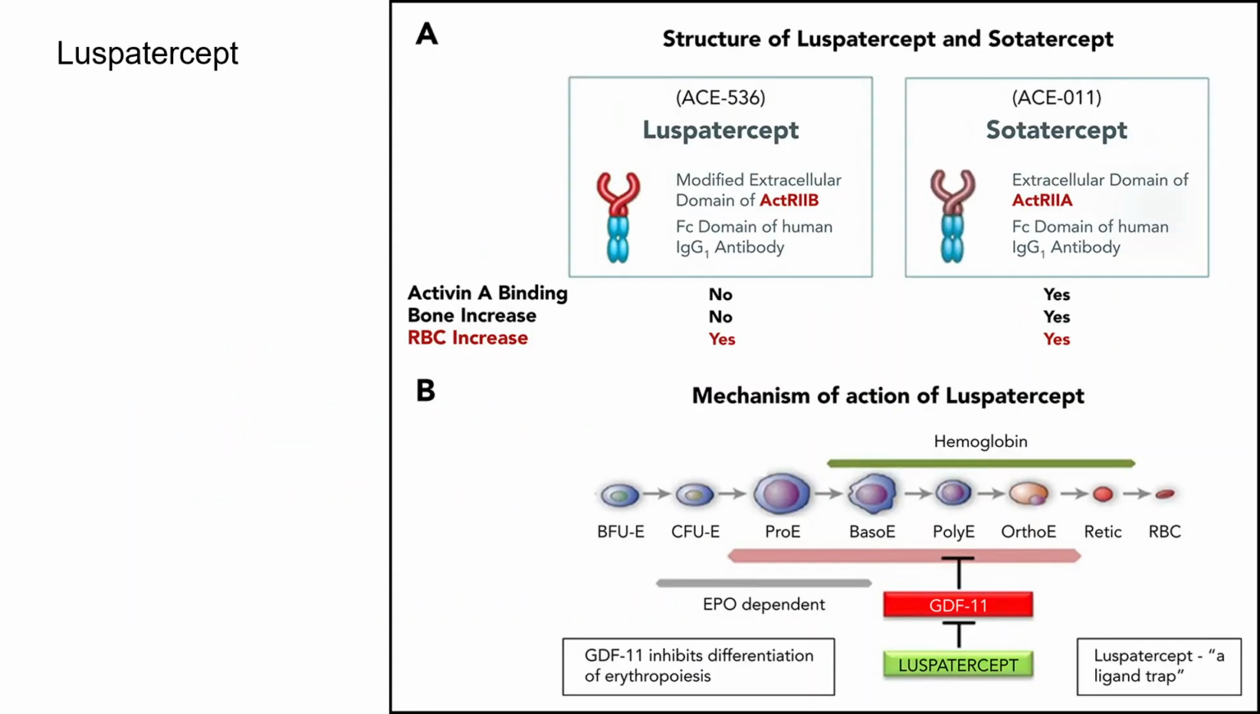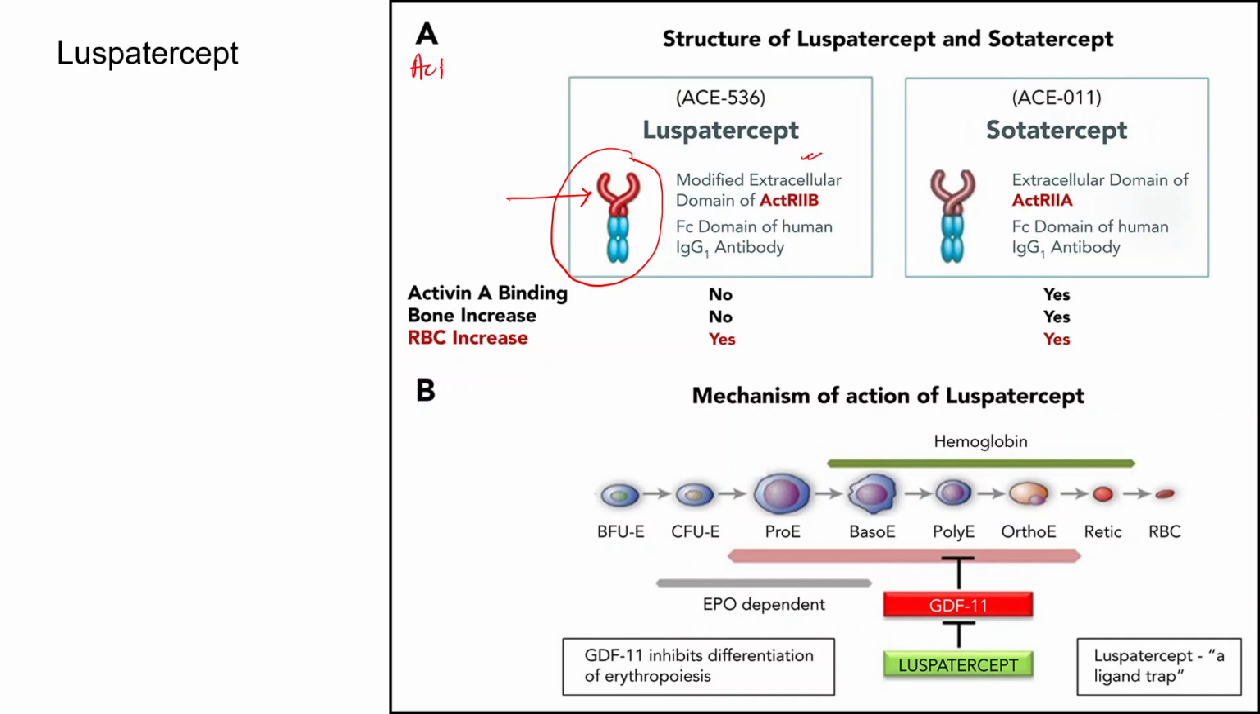Coming to the next drug, this drug is known as luspatercept. This is a newer drug. So what is the function of luspatercept? If you see the structure here, this is the structure of luspatercept. You can see it has two components. The first, the red one, is a modified extracellular domain of activin receptor 2b.